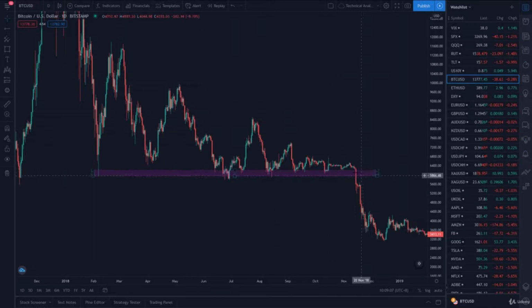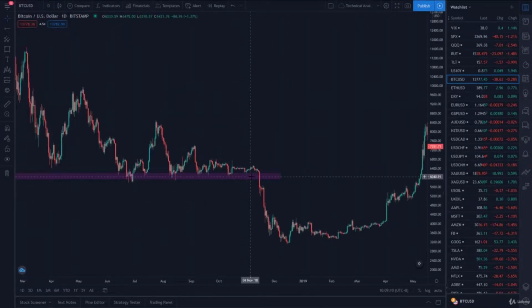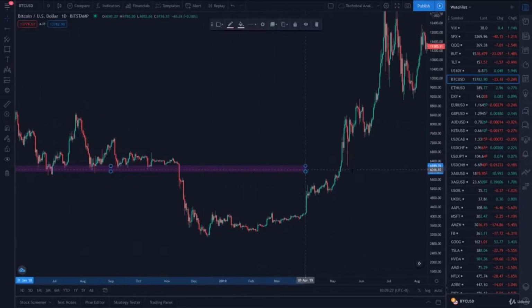And you saw how when it broke down, the prices of Bitcoin just flushed all the way back down to 3,000. It's almost like a 50% decline from when it was up at 6,000 down to 3,000. And therefore this support line would be a key resistance again.